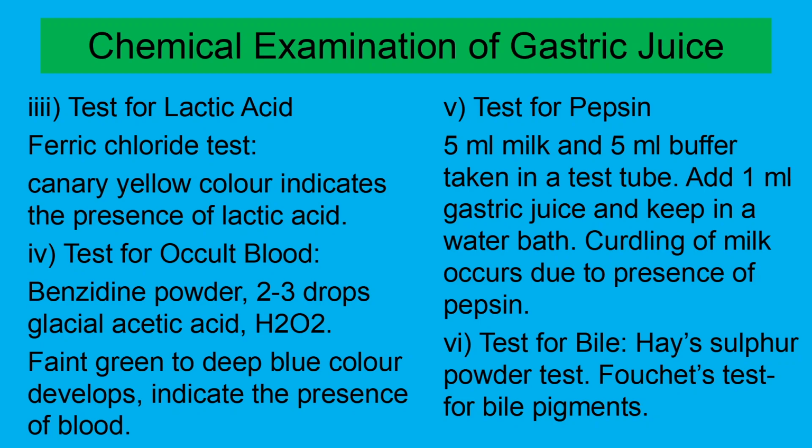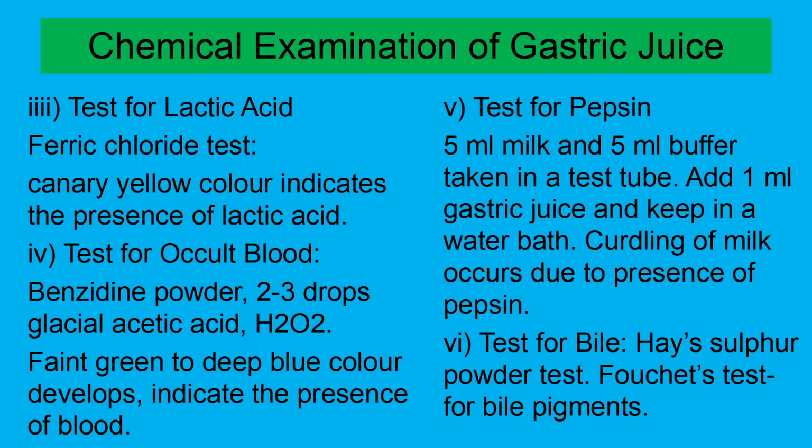Then the test for bile and bile pigments. The presence of bile can be detected by performing Hay's sulfur powder test. This is a specific test to detect the presence of bile salt. You take 5 ml of gastric juice and sprinkle some dry sulfur powder on top of the gastric juice. You check for the position of the sulfur powder.